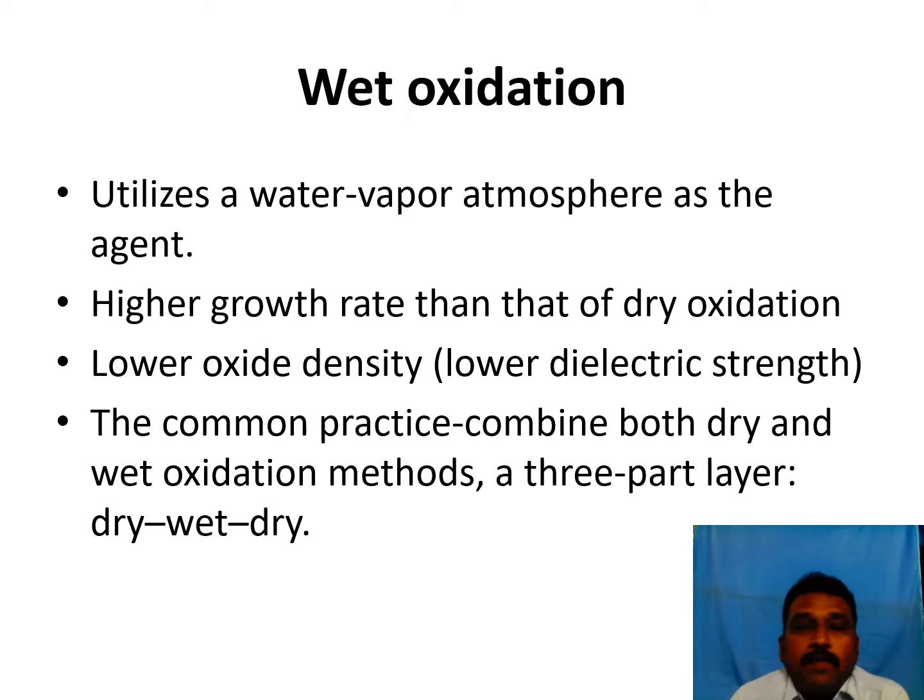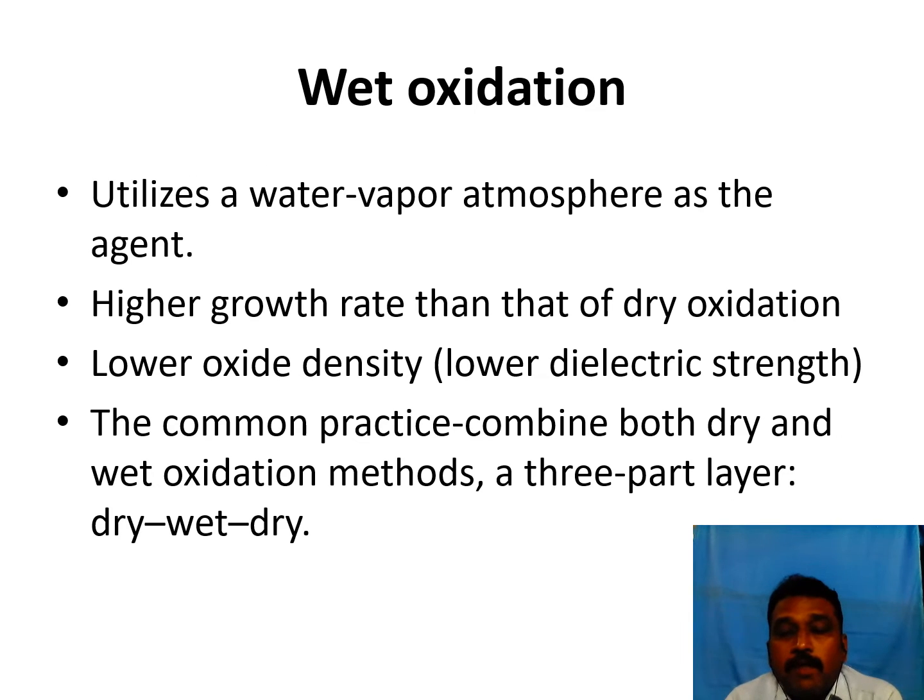Then the wet oxidation, as the name implies, we are having water vapor as the atmosphere. So what will happen? The water present in the water vapor will affect the oxidation process. The growth rate of oxidation is more during the wet condition, because of the water present, the oxide will form more, and then the oxide density will be very less. Whereas the growth rate is more, the oxide density will be very less.